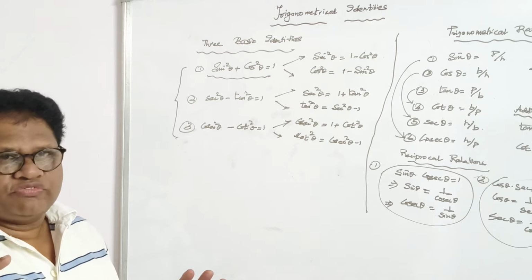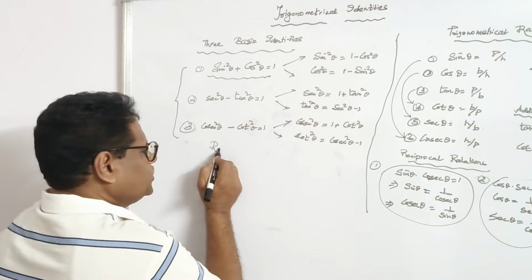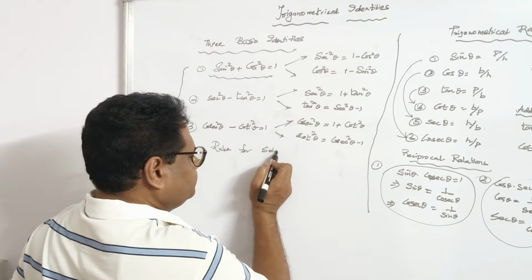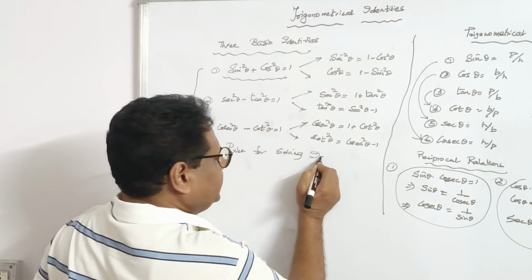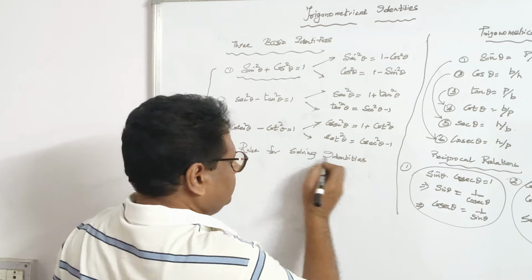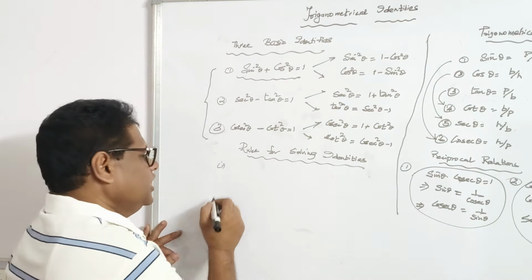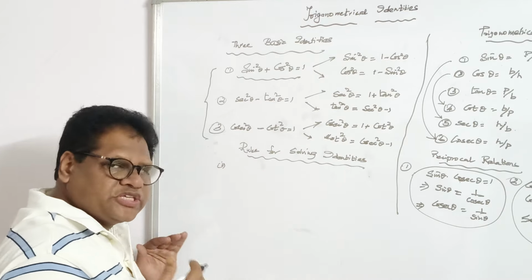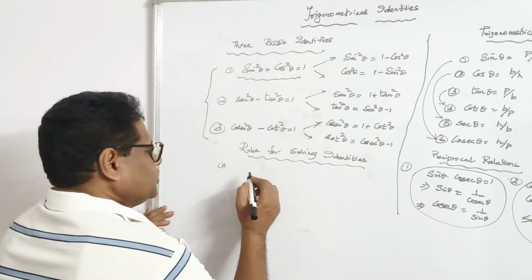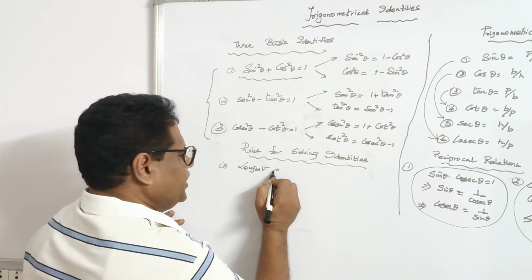Now what are the rules? First of all, try to understand the basic rules for solving identities. First and foremost, pick up the longest expression. There are two sides, left hand side and right hand side, and the longest expression has to be picked up.